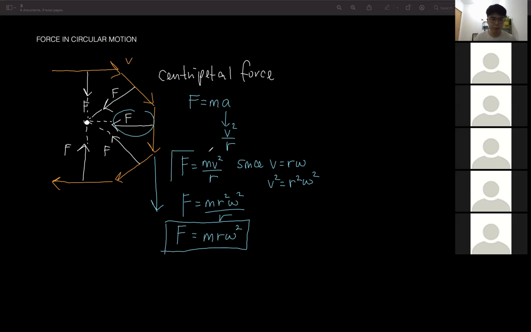Please take note of these two. You are going to use both of them. In some cases you use this one, in some cases you use this. When the question asks you to calculate angular velocity, you use the second one, and the first one is for linear velocity. Both are formulas for centripetal force.